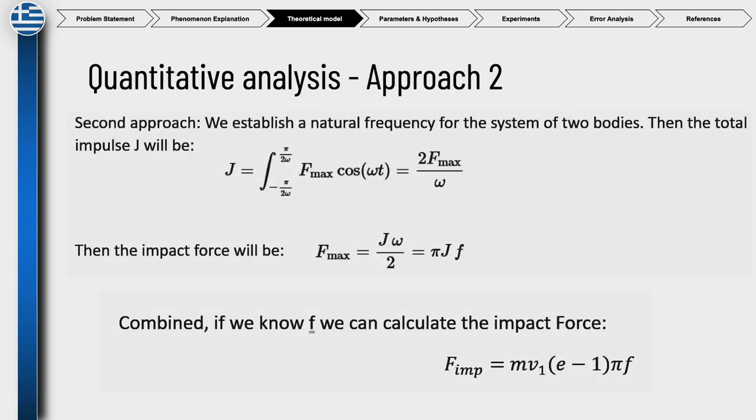Now that we have established this first approach, we can establish a second way to approach the quantitative analysis of the problem, where we establish a natural frequency for the system of two bodies. The total impulse j will be 2 times F max over the angular velocity, and then the impact force will be F max. Combined, if we know F, we can calculate the impact force as follows.